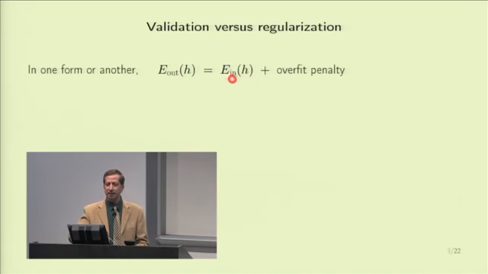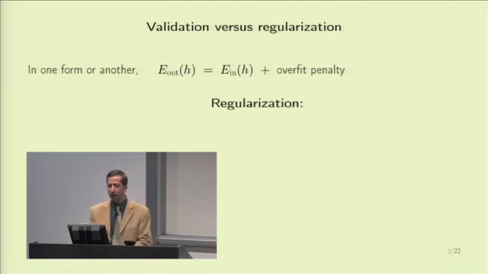And there is a discrepancy, and the discrepancy has to do with the complexity of something, okay? The overfit penalty has to do with the complexity of the model you are using to fit, and so on. So in terms of this equation, I'd like to pose both regularization and validation as an activity that deals with this equation. Okay, so what about regularization?